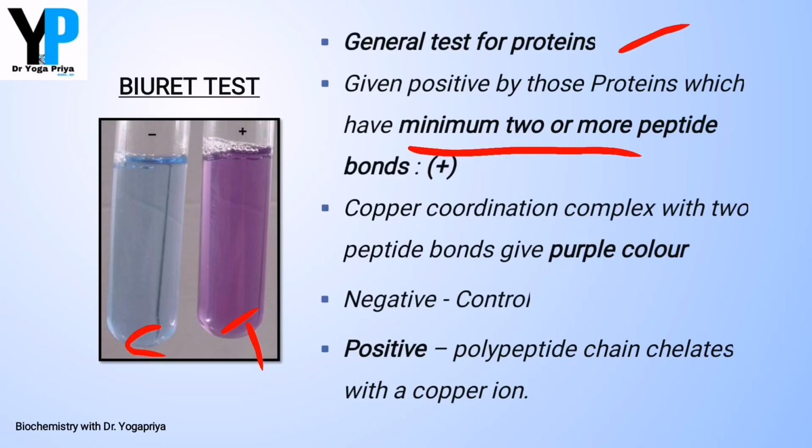What happens in the T test tube is a positive result, that is, a purplish violet color forms. In the C test tube, which acts as a control, there is no protein in water, so it forms a blue color. How is this purplish violet color obtained? This is by means of the copper coordination complex that is formed with the peptide bonds in the given protein sample. That's how a purplish color results.